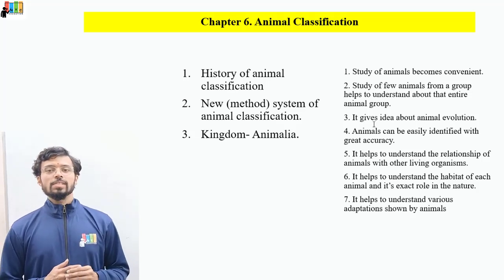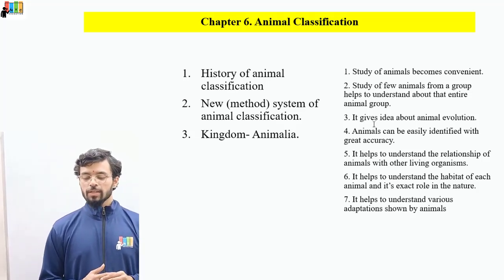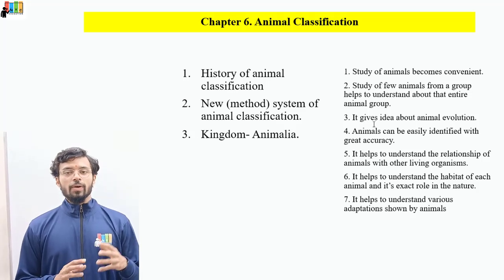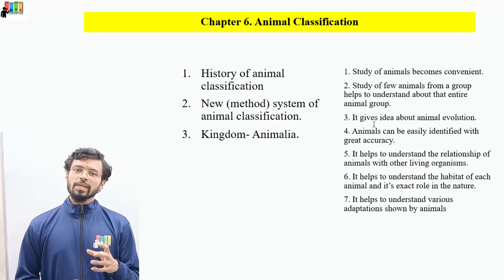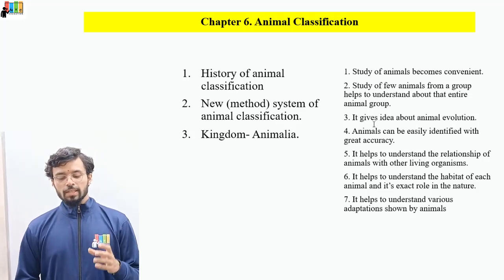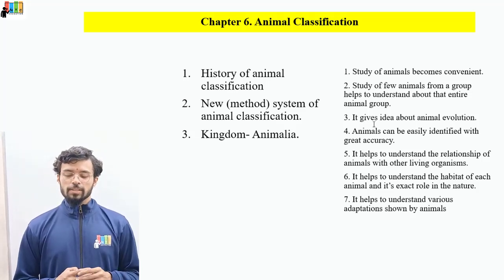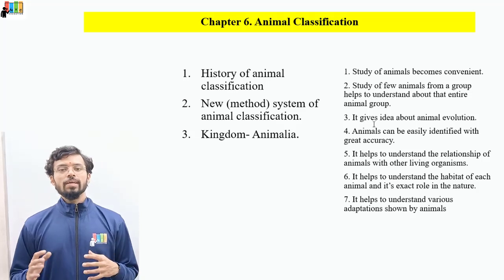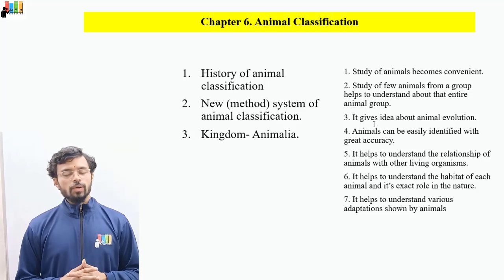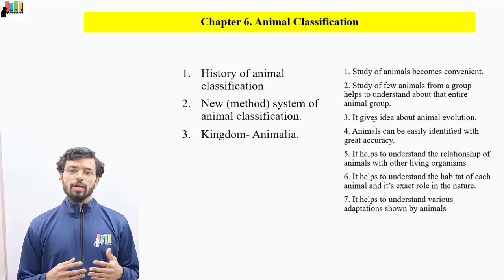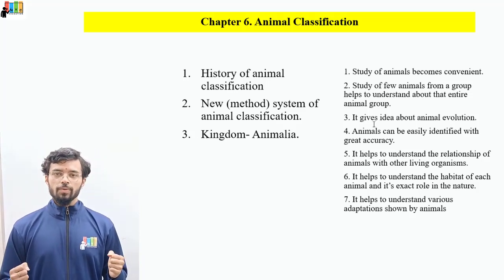So now with this note, let us come to the need for animal classification. Now this chapter has got three major points. It talks about the history of animal classification, then the novel or the new method of classification of animals, and finally we have to study and classify the kingdom Animalia, which includes us and also the other fauna or the other living creatures that we see around.